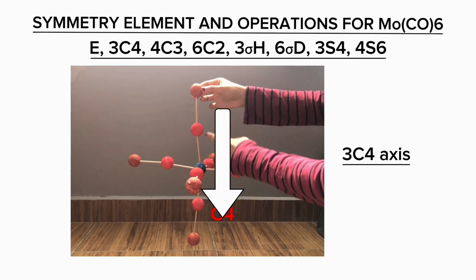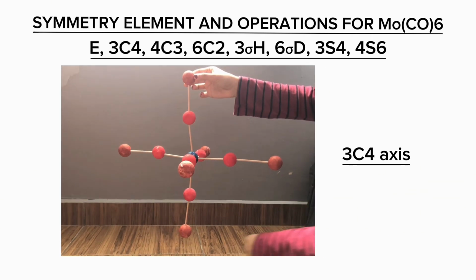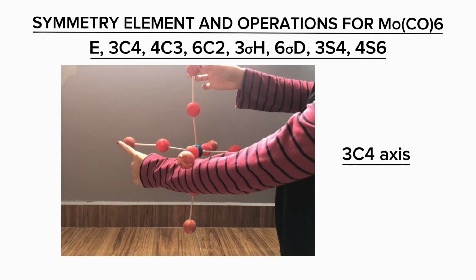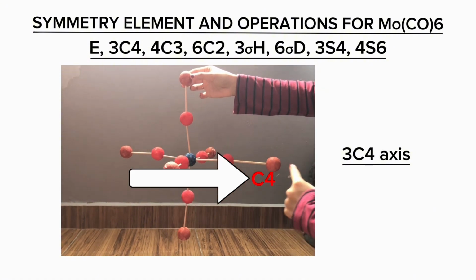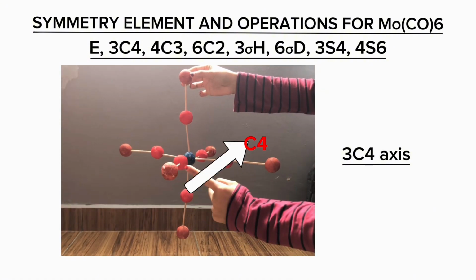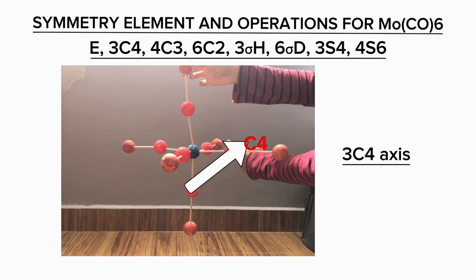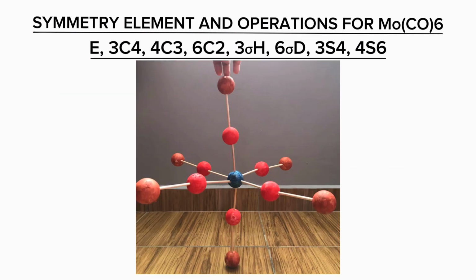Next, we see the second C4 axis, which is perpendicular to the first one. Alright, the third one, which is the last one, is here. So I think the C4 axis is the easiest axis to identify in an octahedral point group.